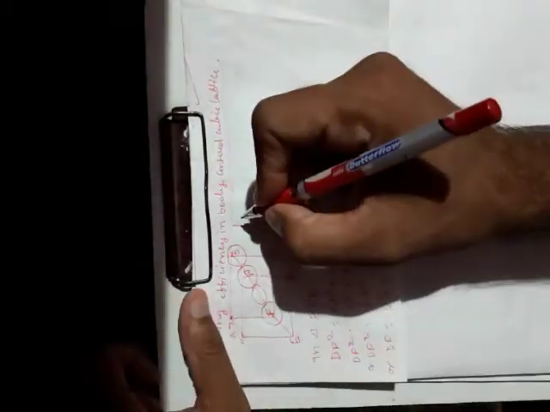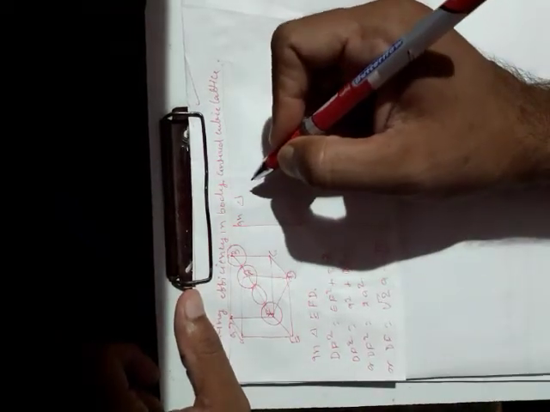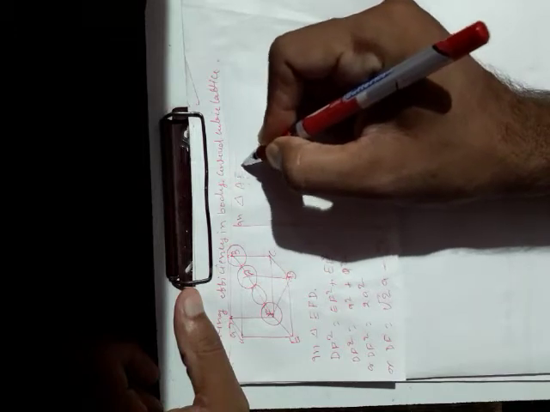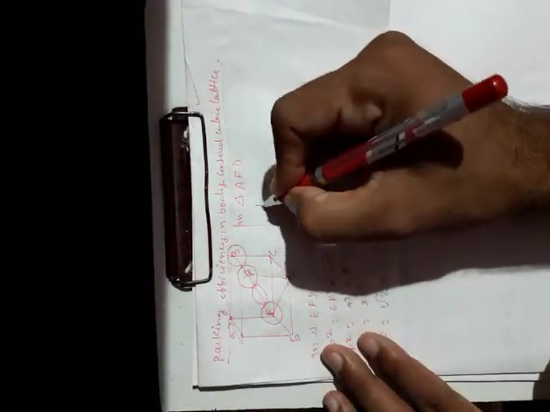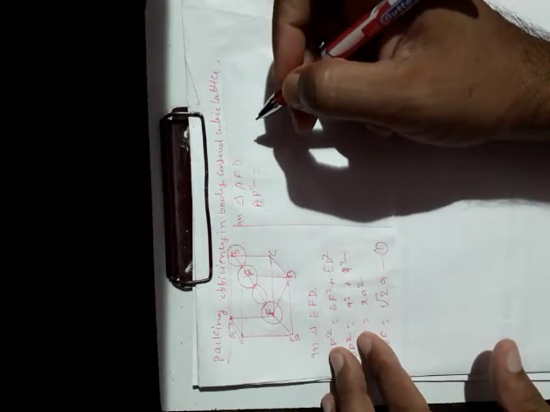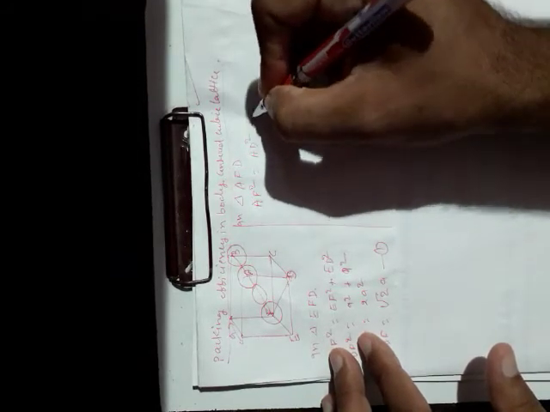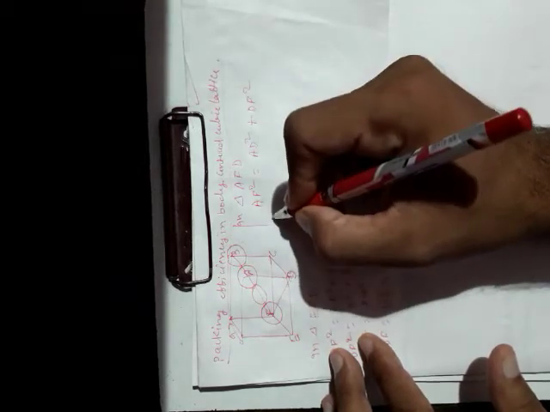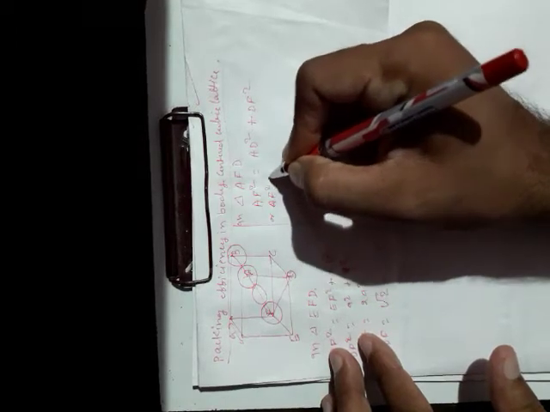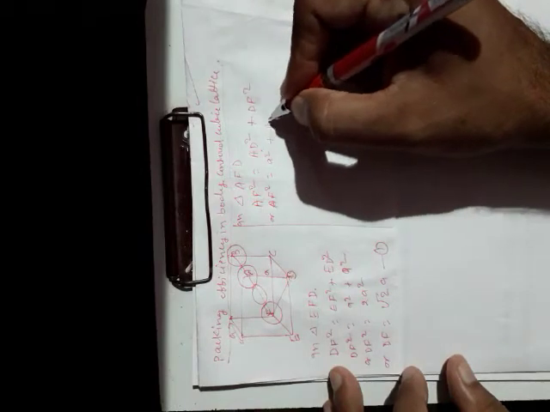Now in triangle AFD, AF square will be equal to AD square plus DF square. AD is the edge length, so AD square is equal to a square, and DF square is equal to 2a square, root 2 a whole squared.